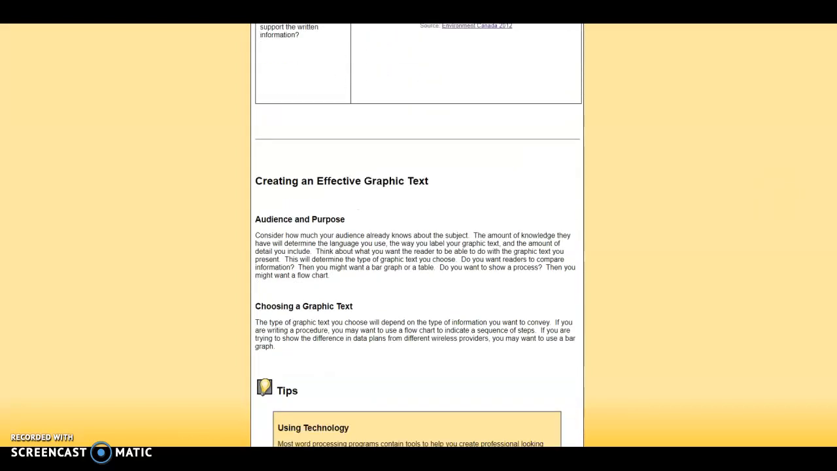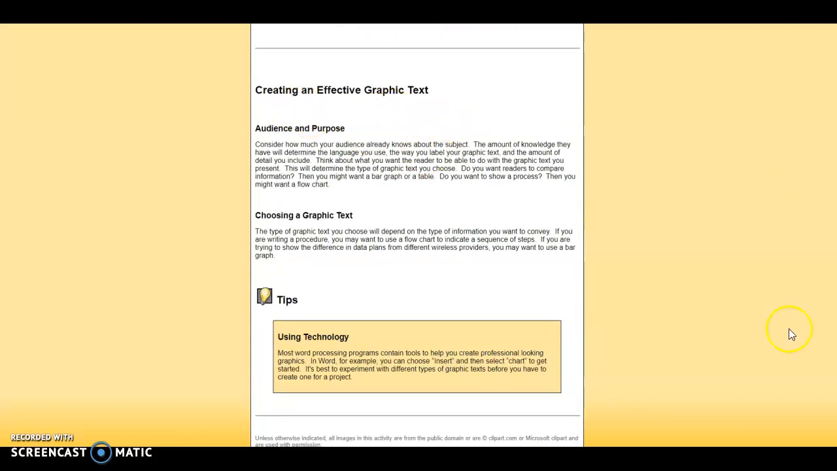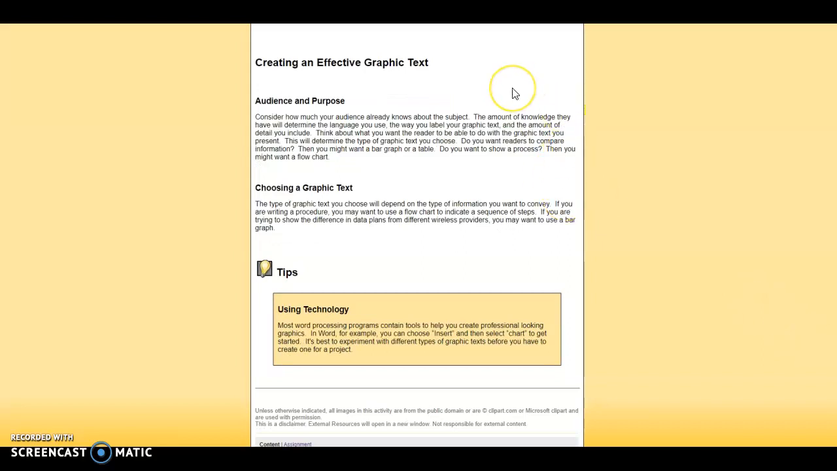And lastly, we've got creating an effective graphic text. Now, in this activity, in the assignment that we're about to get to, you're not going to have to create your own graphic text. You're going to have to find and analyze already made graphic texts.